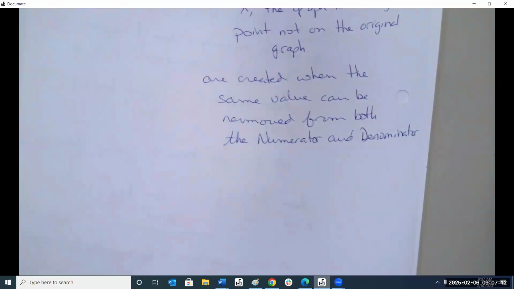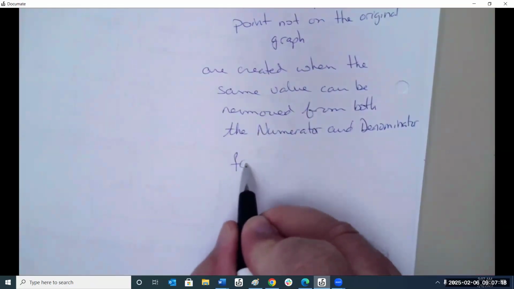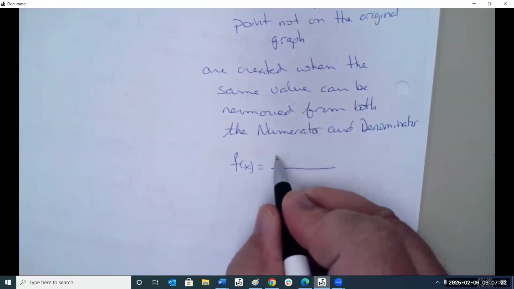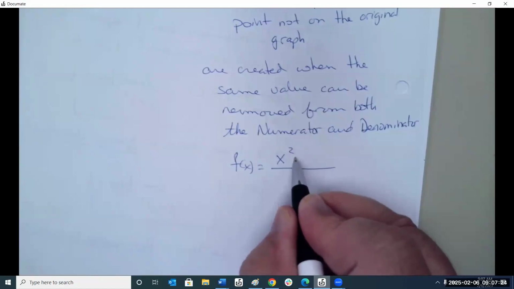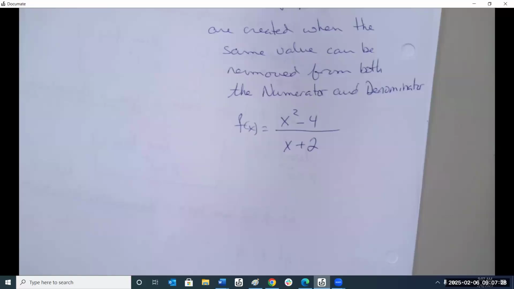So what's the next example? So what does that mean? If we had a function x squared minus 4 over x plus 2. So I gave you a function. Is this a continuous function?